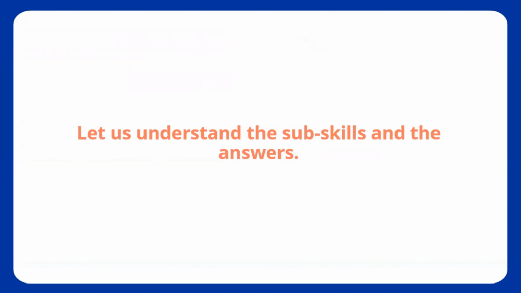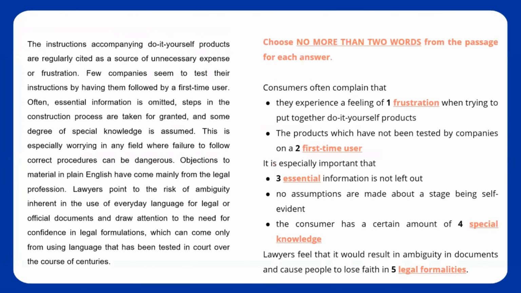So let us check the answers and also understand the sub-skills. Now, as I told you, the first thing that you should do is stick to the word limit. Read the question very carefully. Try to locate the keywords. If you look into question number 1, you will see the keyword is consumer and what they experience. So you're looking out for a word which describes a feeling, and the very important crux words out here is do-it-yourself product. Underline this, try to locate it in the passage.